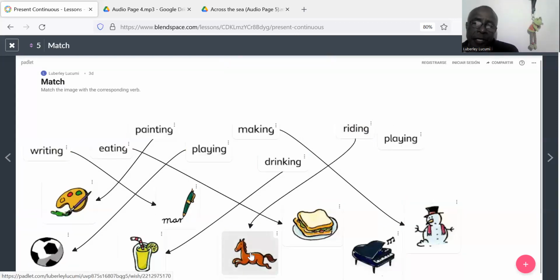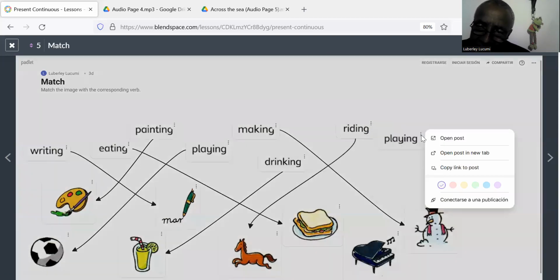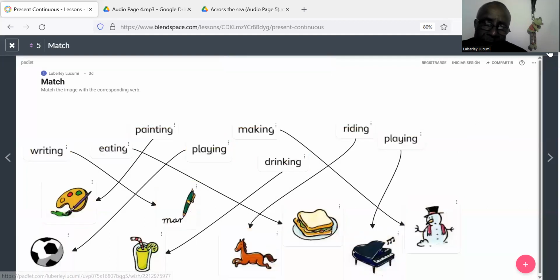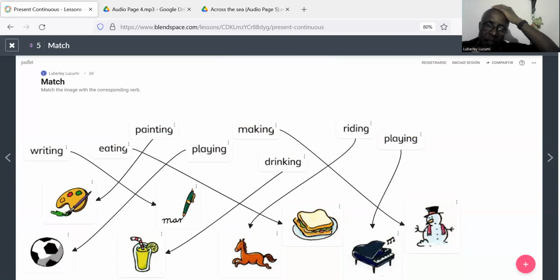That's okay. Okay, group number 2. Playing with the object. Piano. Ah, that's right. Playing the piano. Okay. Good job, my dear students.